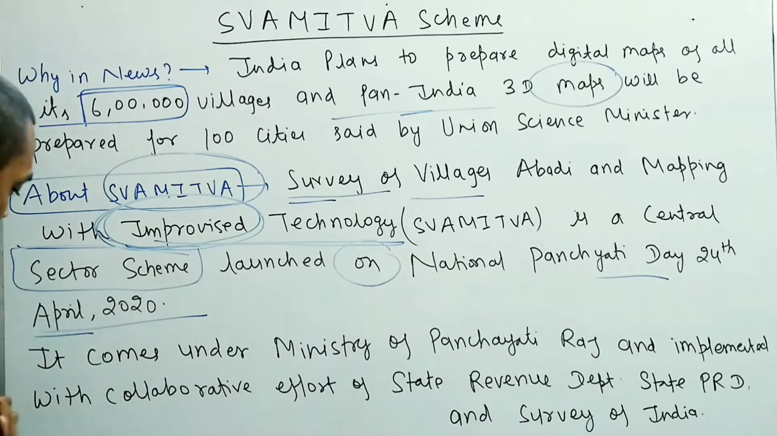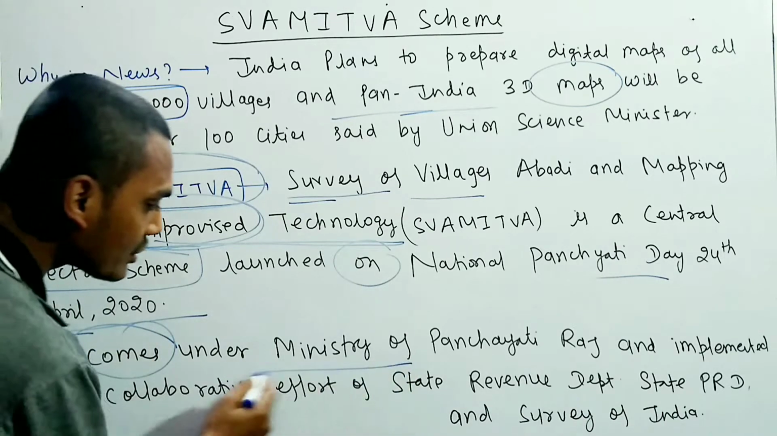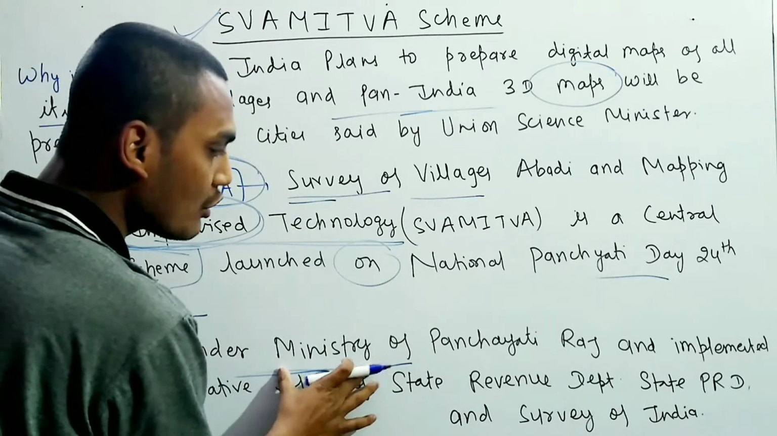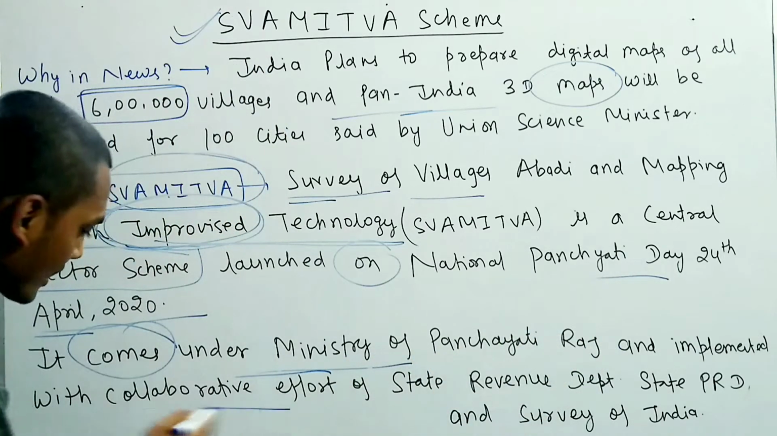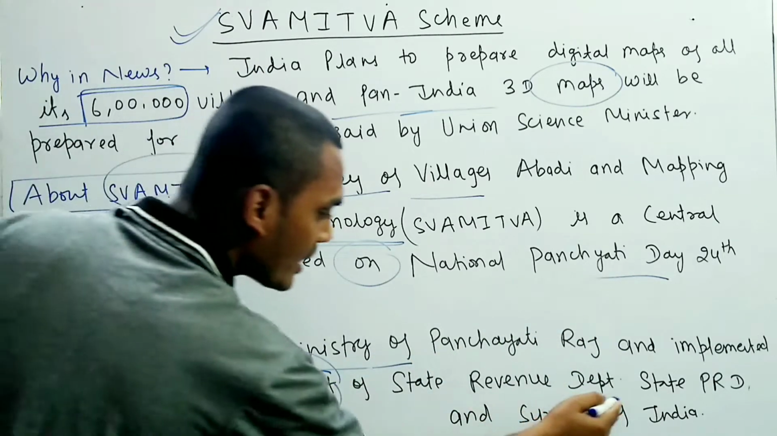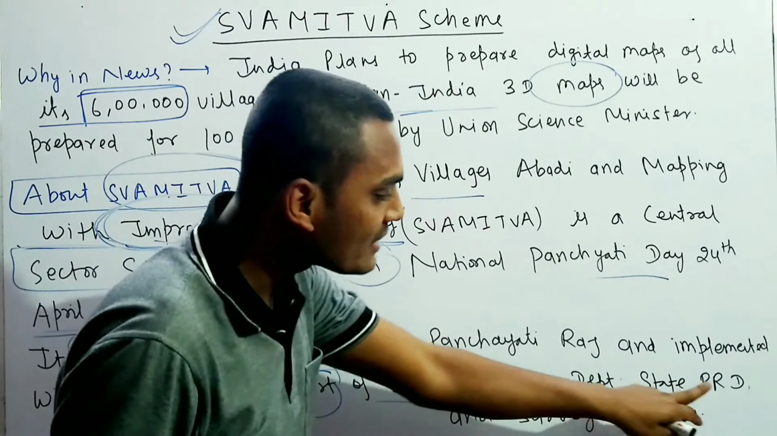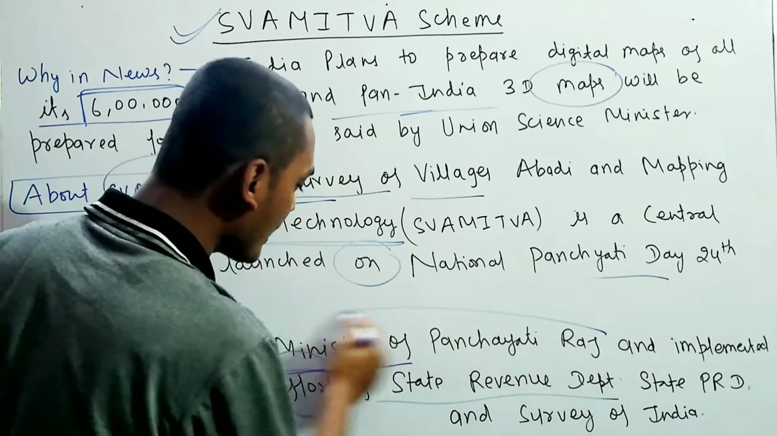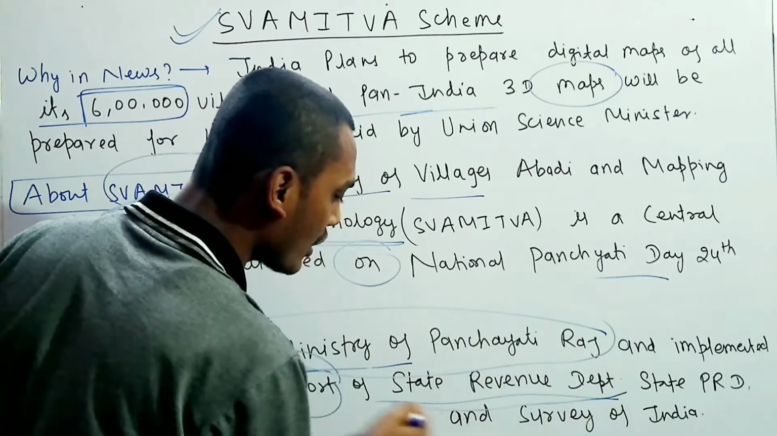It comes under the Ministry of Panchayati Raj. The SVAMITVA scheme, remember, comes under the Ministry of Panchayati Raj and is implemented with the collaborative effort of the State Revenue Department, the State Panchayati Raj Department, and the Survey of India. So this is the main body, but implementation with these bodies will take place.